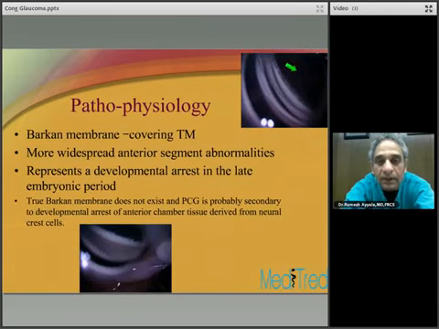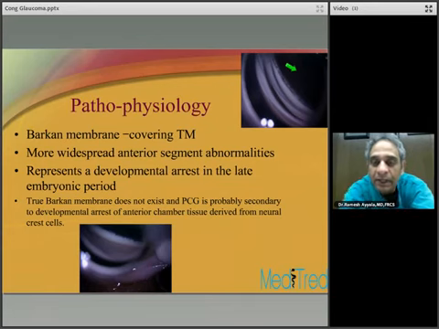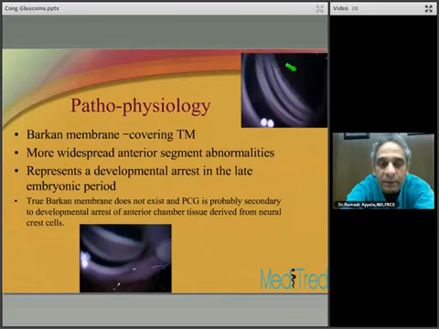Now, in relation to pathophysiology, when Otto Barkan described congenital glaucoma, the feeling was that there is a membrane that's left behind covering the trabecular meshwork, and the idea of goniotomy was to cut this membrane, following which the aqueous pathway to the Schlemm's canal opens up. And so this theory of a Barkan membrane covering the trabecular meshwork has become popular.